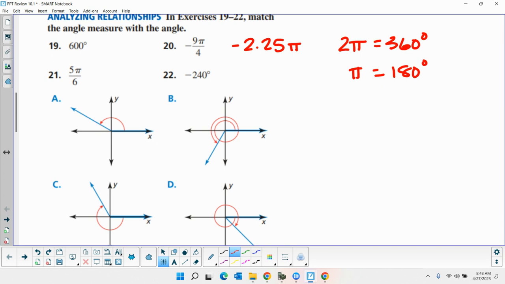All right? And then 5 pi over 6, I always just change it to degrees, easier to do. 6 goes into 180 30 times. 5 times 30 is 150. There's 90, there's 180. It's between 90 and 180, so that's 150. That was that one. And then the negative 240, we're going this way. You go 90, 180, a little bit, 60 degrees past that. There's that one. So this was C. All right, so just match it. Pretty easy.